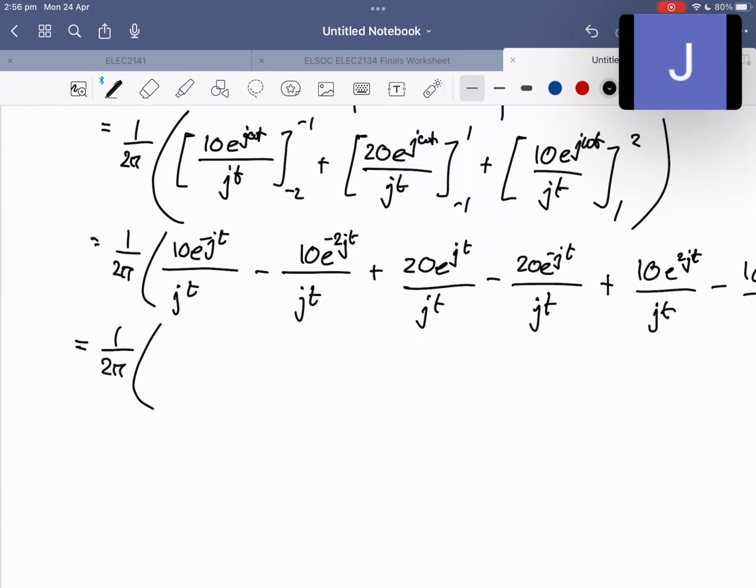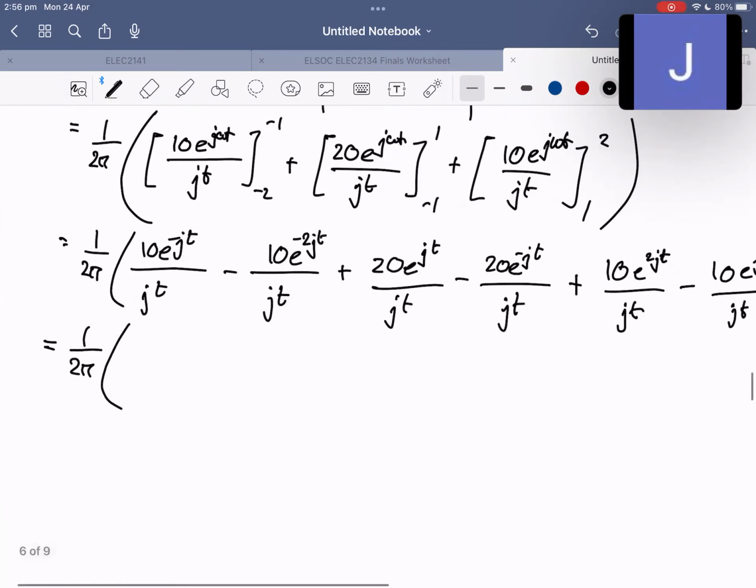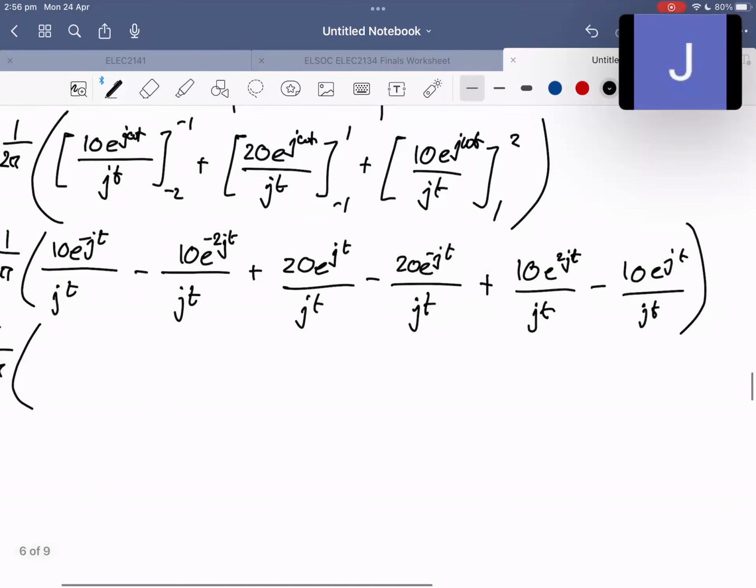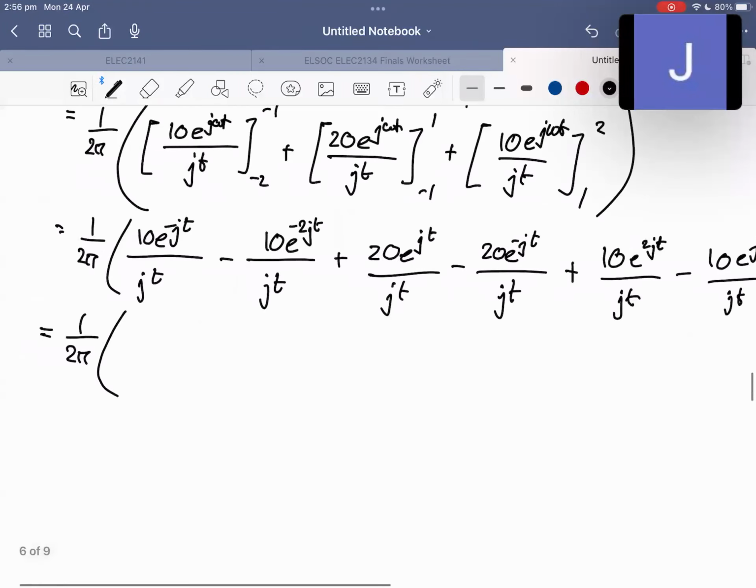So now what we're going to do is judiciously combine some of the terms in this expression. If you remember, by observation, you can see that we've got e to the jt and e to the minus jt terms, and we've got e to the 2jt and e to the minus 2jt terms. So that already clues you in that we're going to get some sort of sinusoid. And spoiler alert, the answer is a sinc function, which I'll show momentarily.